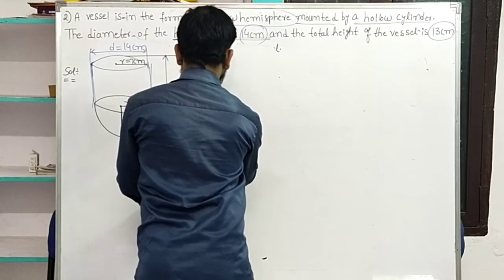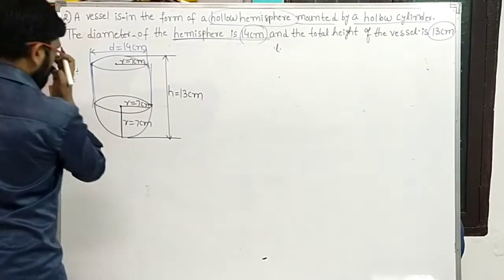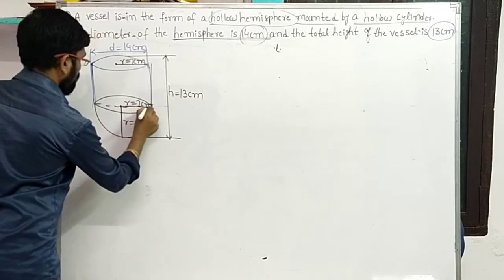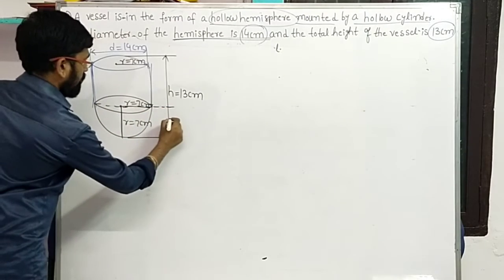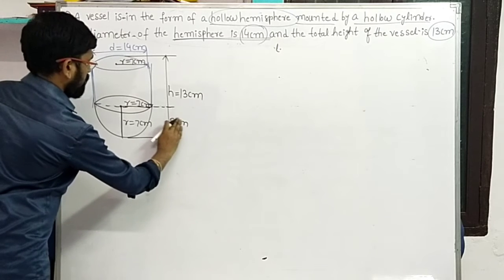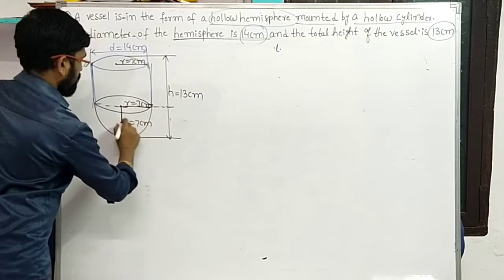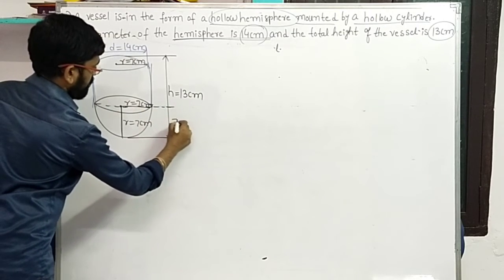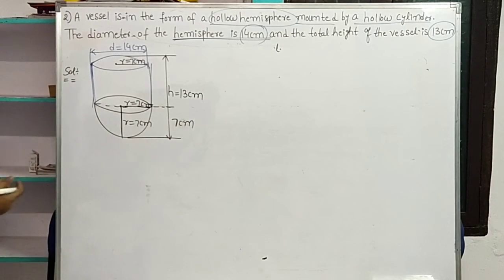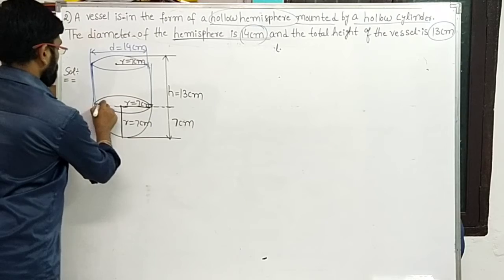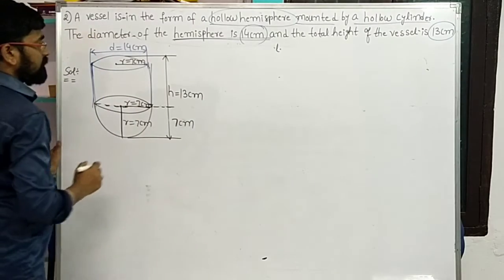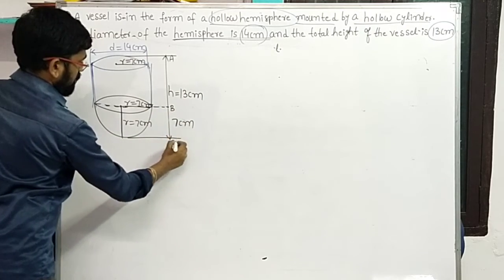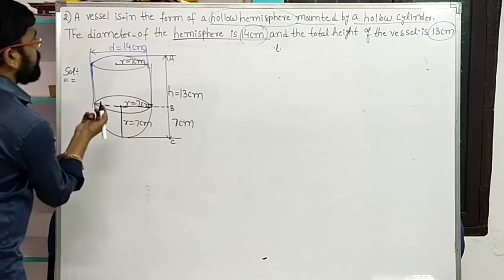If I split this up to here, it will be 7 centimeters. Up to here it is 7 centimeters, so this is also 7 centimeters. This is the height of the hemisphere. Now write it down.